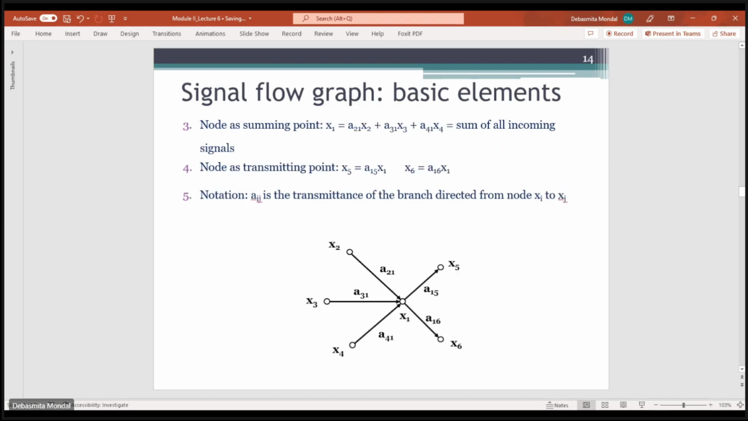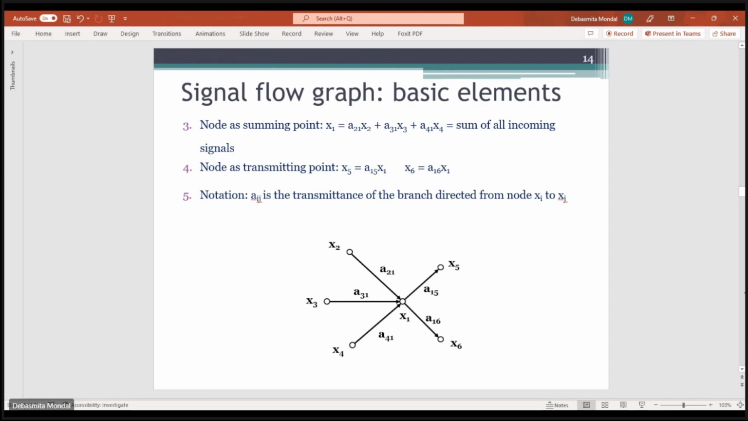Similarly, a node can act as a summing point, a transmitting point, or a mixed node. Here again you have multiple nodes: node number 1, 2, 3, 4, 5 and 6. So there are 6 nodes in this graph. Between each pair of nodes there is a specific path, and the direction of the flow of the signal is also provided along with each branch.